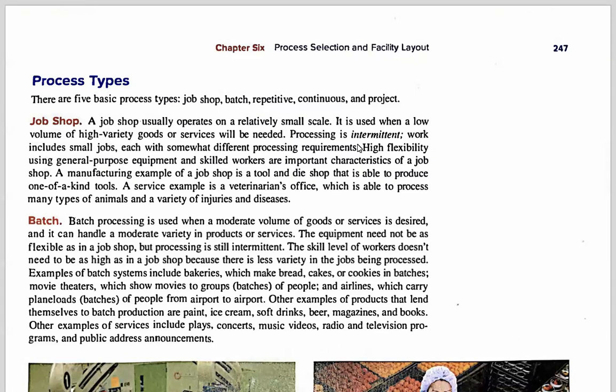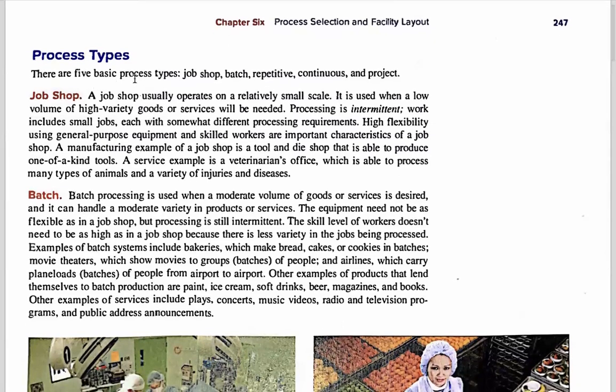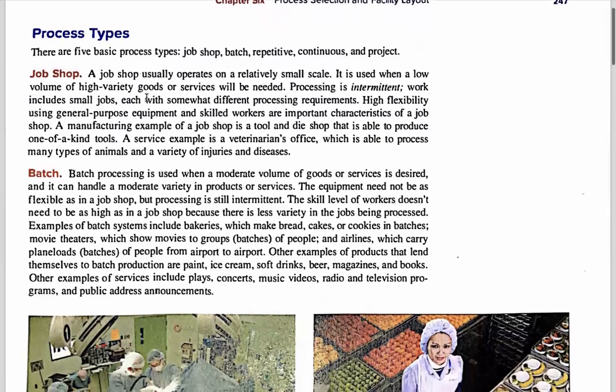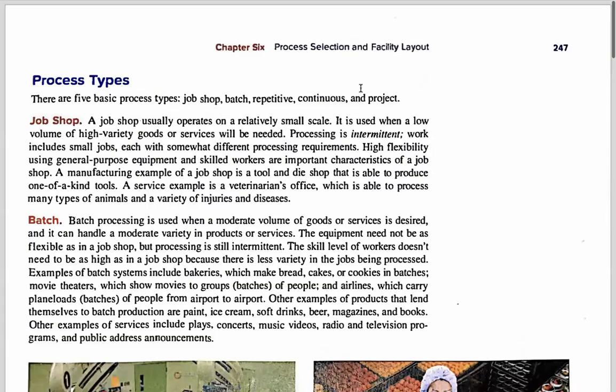So in general, there are four, and we also add a fifth one, but the general four are: the first one is job shop, and the next is batch, and then repetitive and continuous. So I will start with job shop. Job shop is basically a type of layout in which service is being offered to only one unit at a time. Let me start with an example.